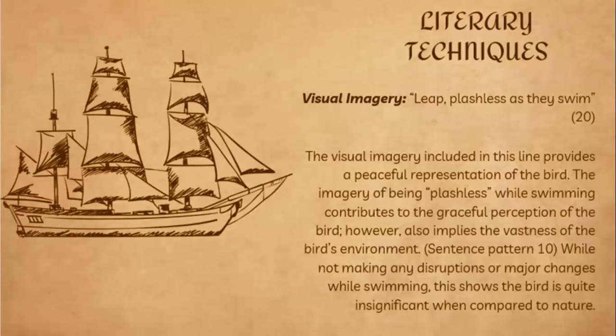The third literary technique is visual imagery, depicted in the 20th line. "Leaps, splashes as they swim." The visual imagery included in this line provides a peaceful representation of the bird.